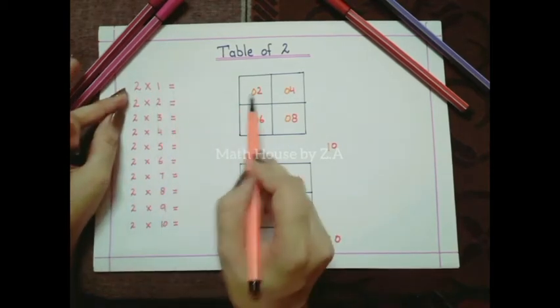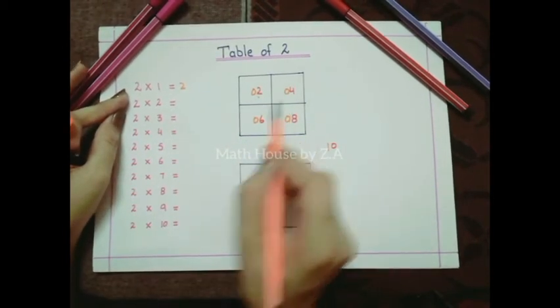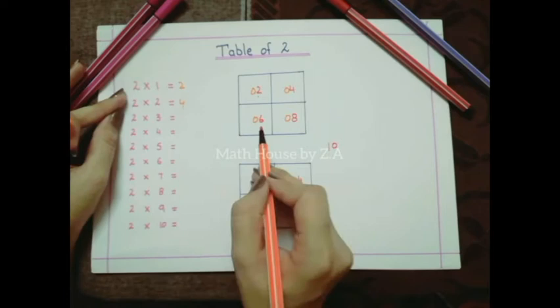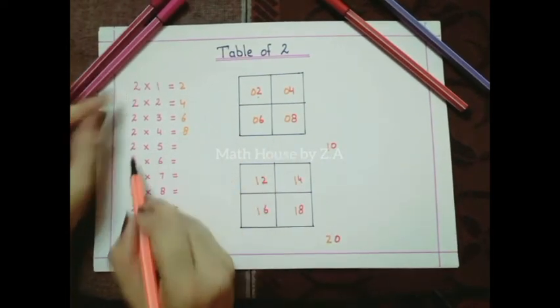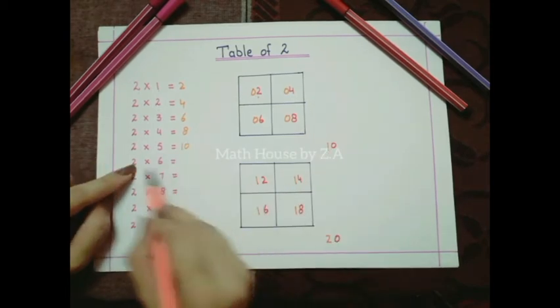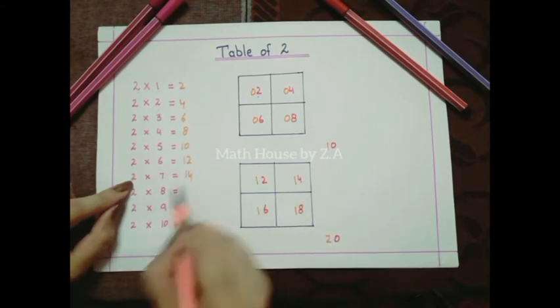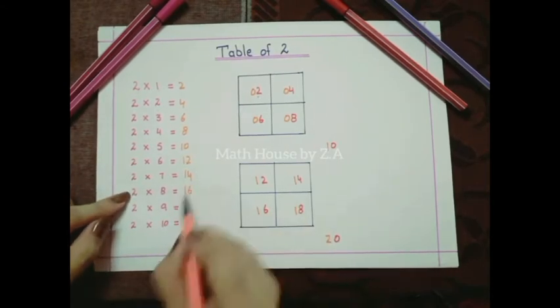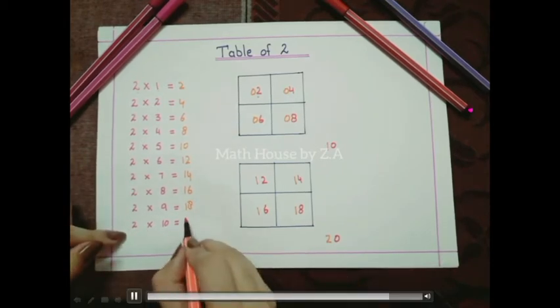Now writing the table: 2 ones are 2, 2 twos are 4, 2 threes are 6, 2 fours are 8, 2 fives are 10, 2 sixes are 12, 2 sevens are 14, 2 eights are 16, 2 nines are 18 and 2 tens are 20.